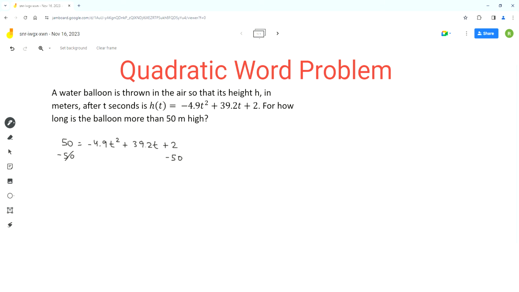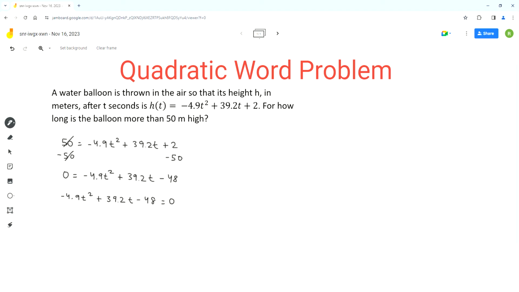So the 50s on the left side cancel each other out and we get 0 equals negative 4.9 t squared plus 39.2 t. And now we can subtract these number terms. 2 minus 50 is equal to negative 48. Now we have to solve this equation. You can always switch sides like this if it makes it easier for you to understand how to solve it.